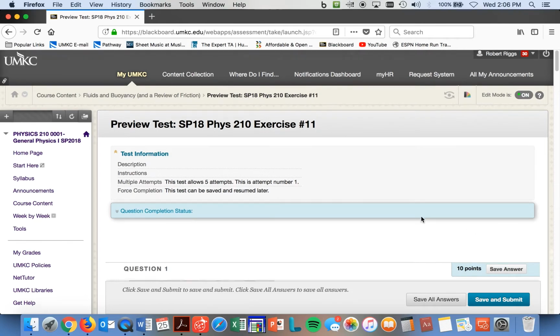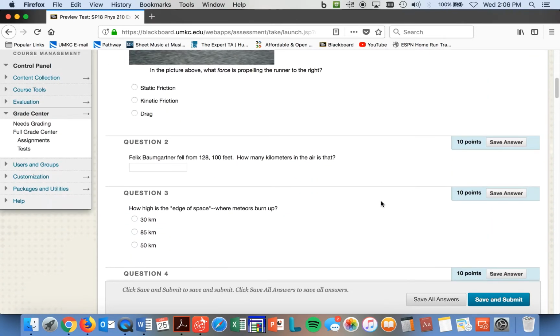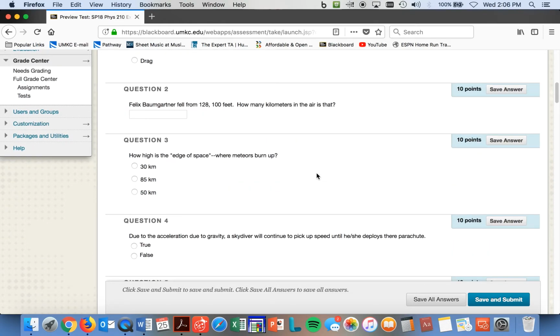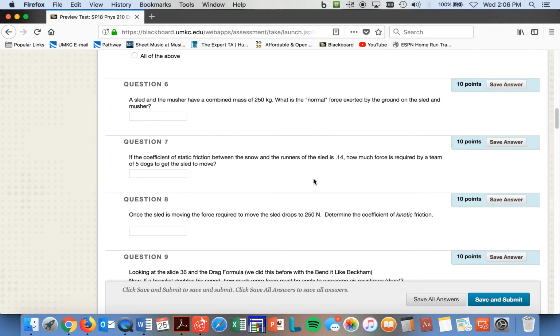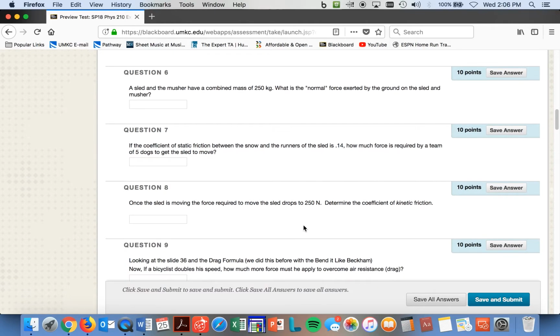All right, so I don't think we need to, you know, you can compute that or you can just Google that if you want. By the way, this is 85 kilometers, the edge of space where meteors burn up. So you all can do this.